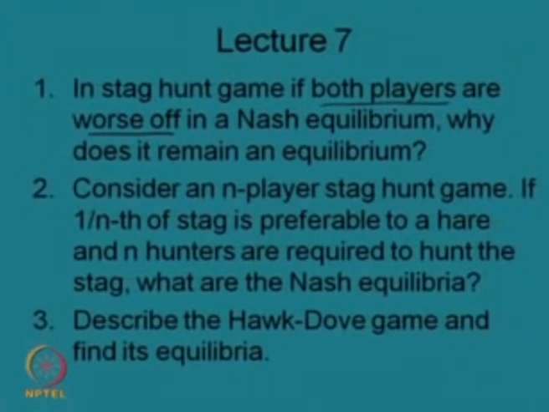Describe the hawk-dove game and find its equilibria. The hawk-dove game is the following game. I am just drawing the payoff matrix. As usual, there are two players and their actions are being aggressive or being passive. If both of them are aggressive, they get 0-0, if both of them are passive, they get 2-2. If one is aggressive, the first player is aggressive, the second player is passive, they get 3-1 and vice versa.